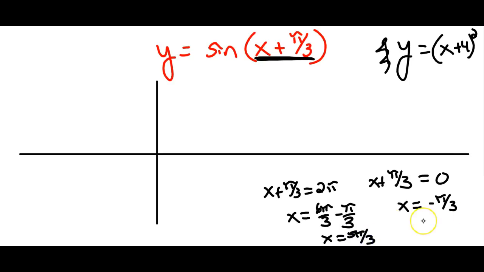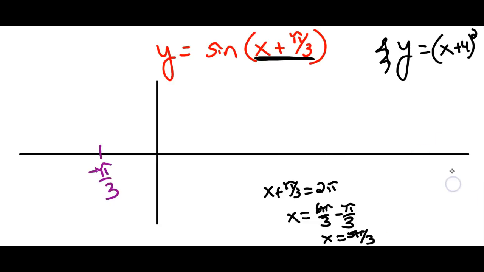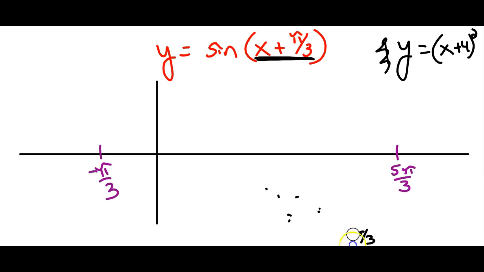And now I've got what I need to set up my x-axis. I'm going to go to somewhere over here and let it be negative pi over 3. And so there's my negative pi over 3. And then over here I need to let somewhere be 5 pi over 3.